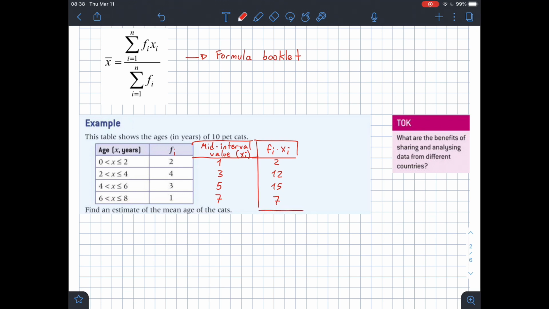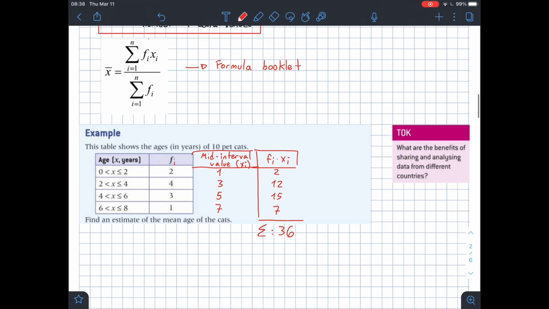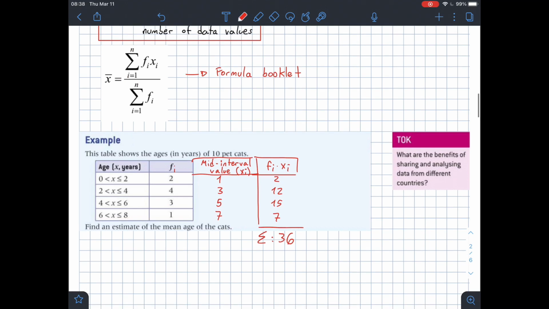So if I add up all of this, I would find that the sum is equal to 2 plus 12 plus 15 plus 7, that is 29 plus 7, 36. 36 would be the sum, which would be the top part over here, right? Then, in order to finish calculating the mean, I need to sum all of the frequencies. Here we already have in the title of the exercise the total amount of data I have, but if I want to make sure, I can add up all of this column. 2 plus 4 is 6, plus 3 is 9, and plus 1 is 10, right?